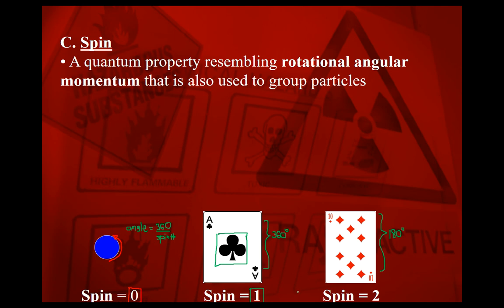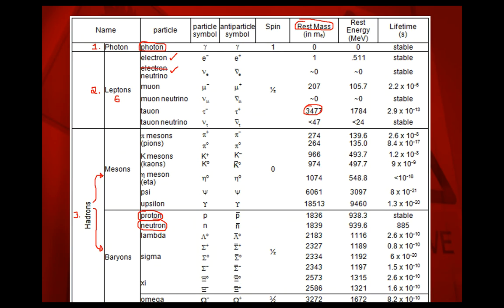Okay, this doesn't seem too bad. This concept of spin, we're just talking about rotating particles back to the original orientation. Okay, let's go back to this chart for a second and look at some of these spin numbers. Spin of 1, great. Spin of 0, great. Spin of 1/2? Okay, what would that be then?